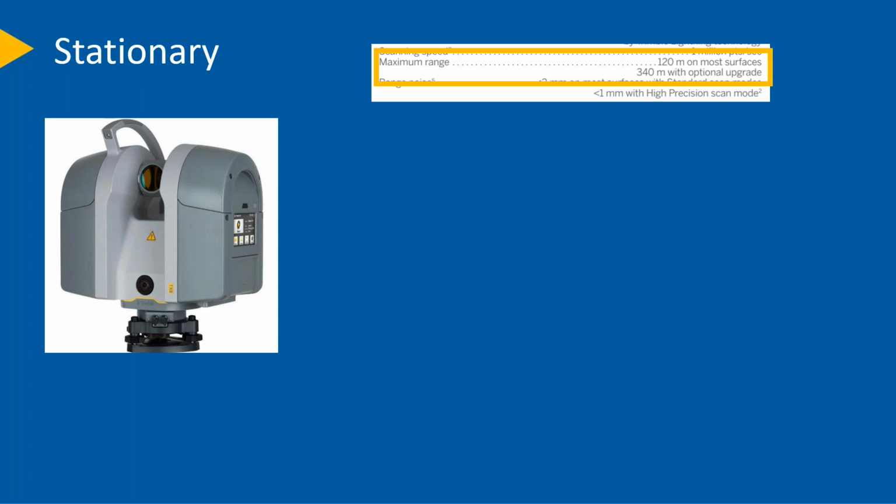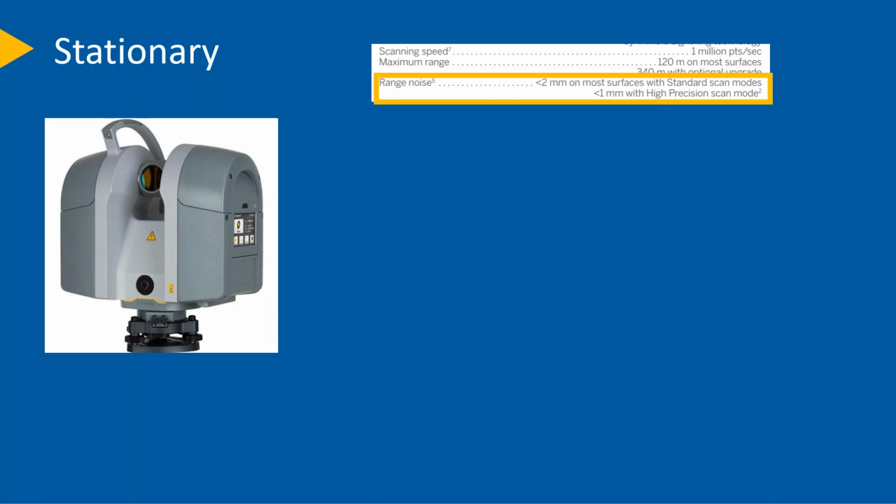Now that's an important part. Or an option to upgrade to 340 meter. So this comes in two different options. And then we'll look down at the range noise. We were talking about that accuracy. So this is going to be less than 2 millimeters on most surfaces with the standard scan modes.